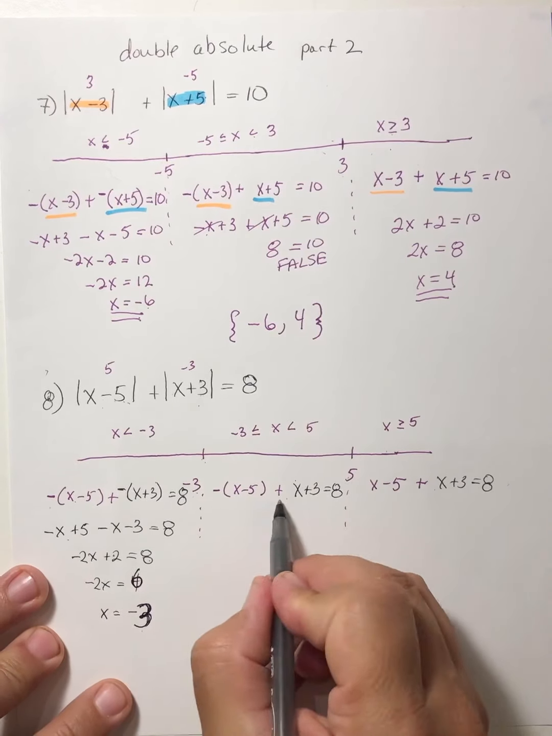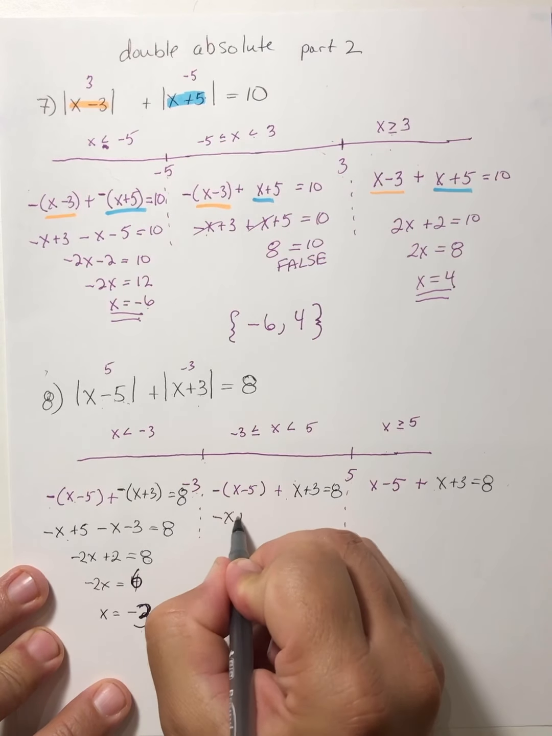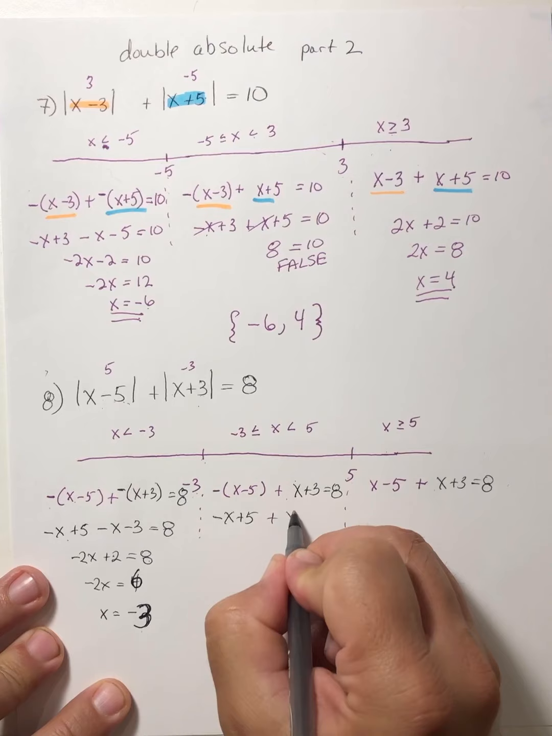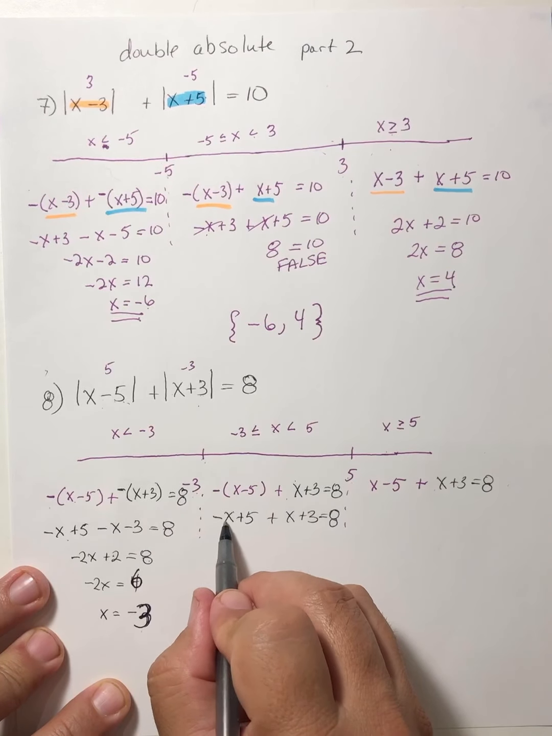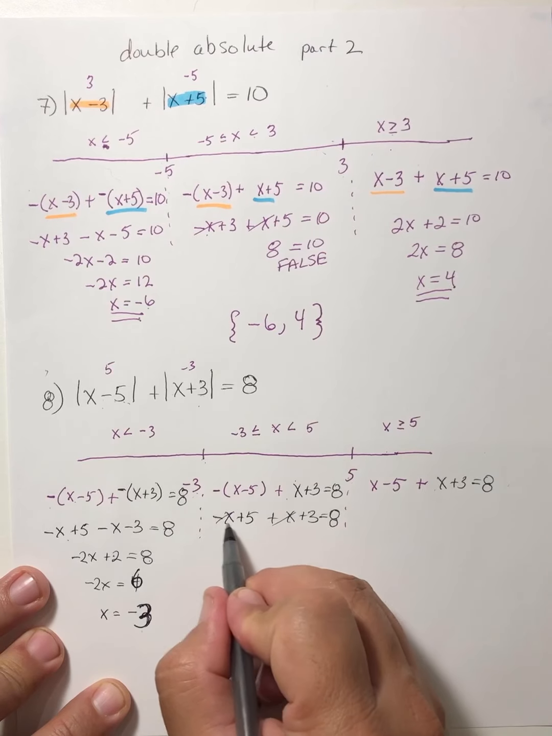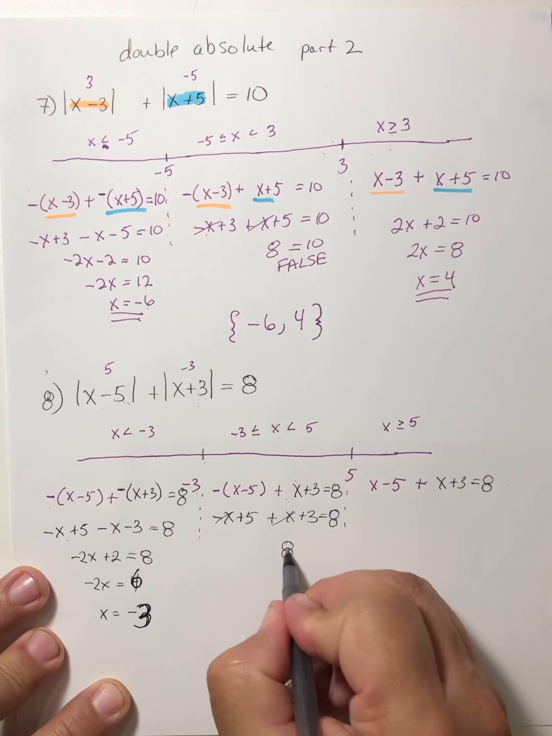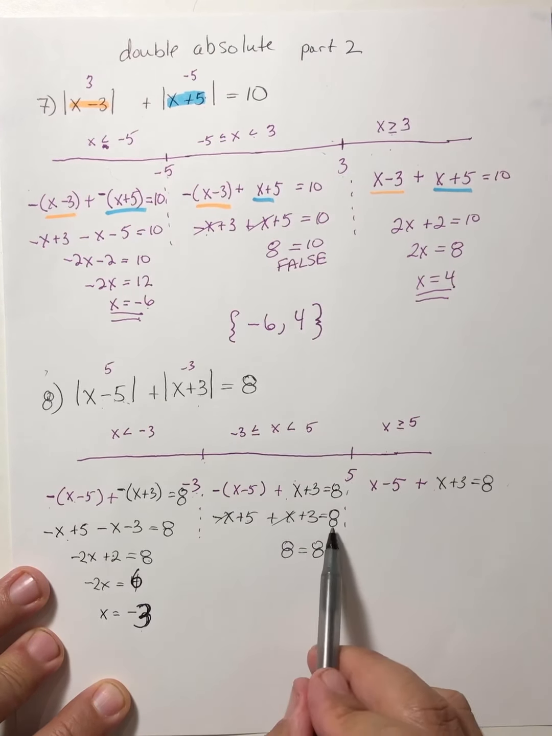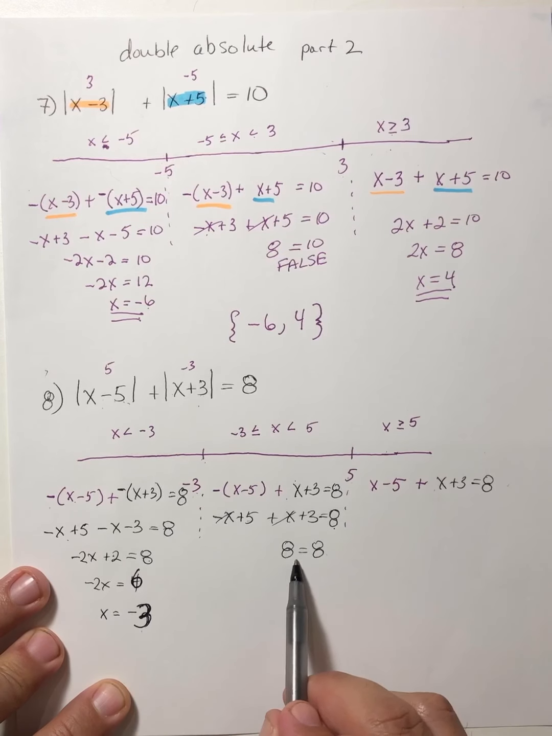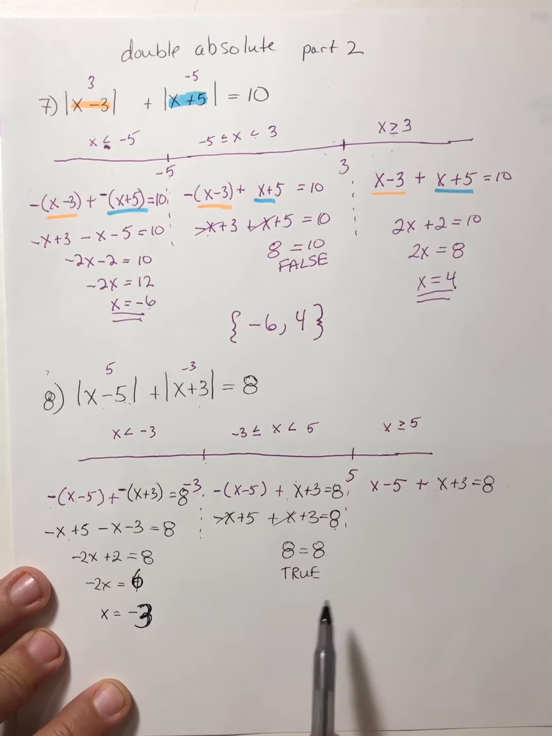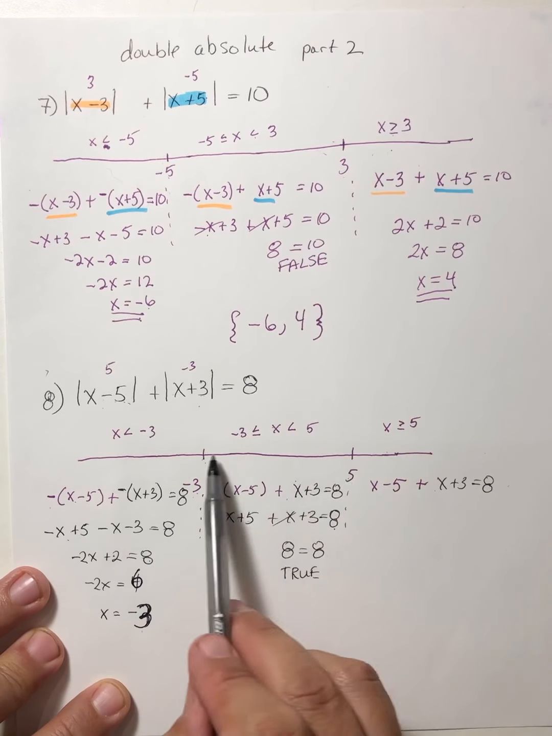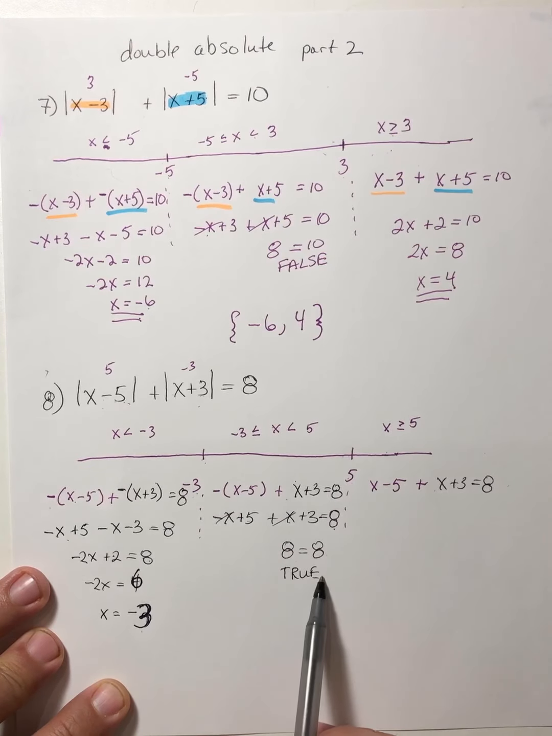So here I'm going to distribute the negative. All right, now here, wait a minute, negative x, positive x, they cancel. I got 5 plus 3 is 8. Wait a minute, 8 equals 8. This is true. That means everything inside here is a keeper. No matter what number is in between -3 and 5, I can keep it.